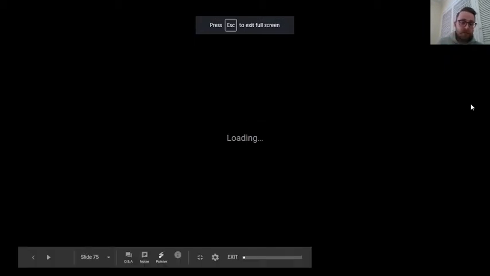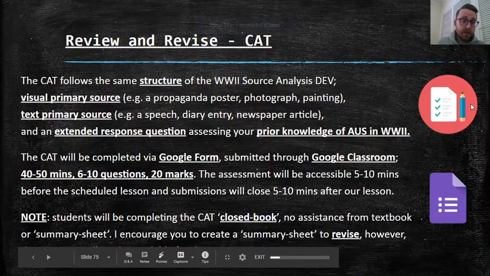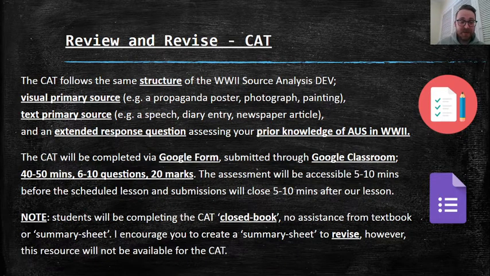Then it will close 5 or 10 minutes after the lesson, just to give people who are having technical difficulties some time. My internet's been running really slow with all the zooming and the videoing. Anyway, if you're having trouble with your internet or with the content, please let me know. I'm happy to provide extra support or an extension if you let me know before the CAT.